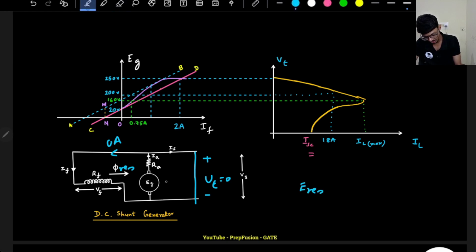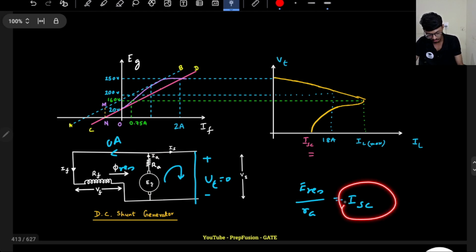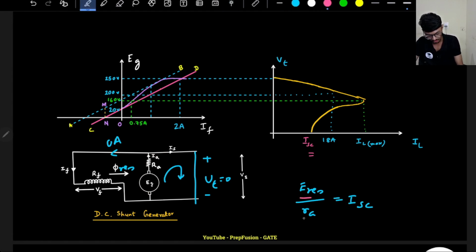And what will be the current in this loop? Because the field current is 0, this is just like a series circuit, so the current will be E residual by RA. This is the first data point that I need, because I have to find the short circuit current. To find it, I will need E residual and RA. Is E residual provided? What is the residual voltage?